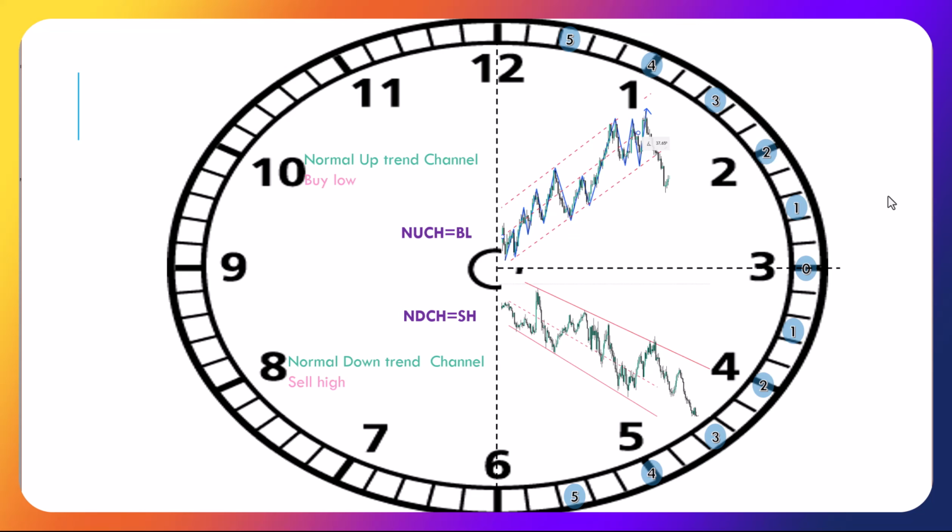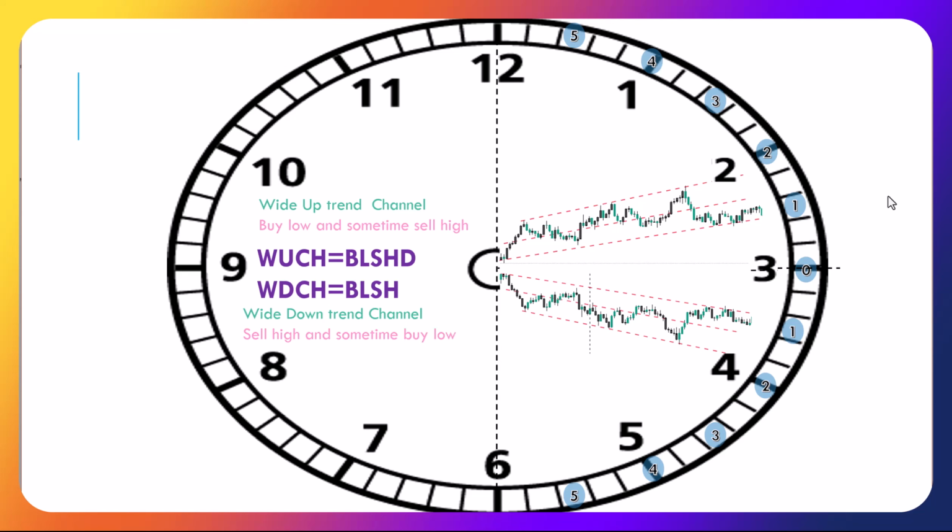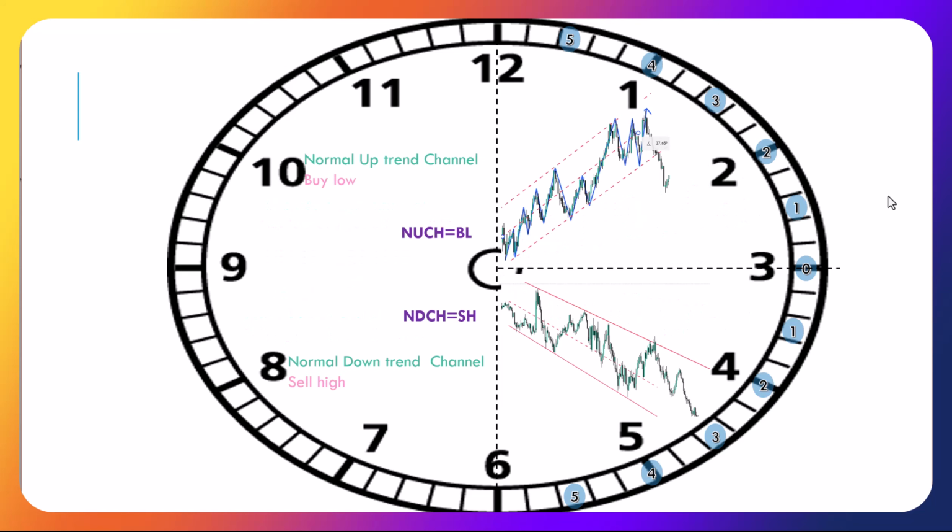Okay. In the other phase, which is the normal channel phase, the previous one was weaker. This is a little stronger. I mean, momentum wise, this one is stronger. So in a normal uptrend, we buy low. We wait for the price to come back and retest the area, and we buy low. So here we buy here, there, and so on. But in a normal downtrend channel, we sell high. We don't have sometimes buying low.